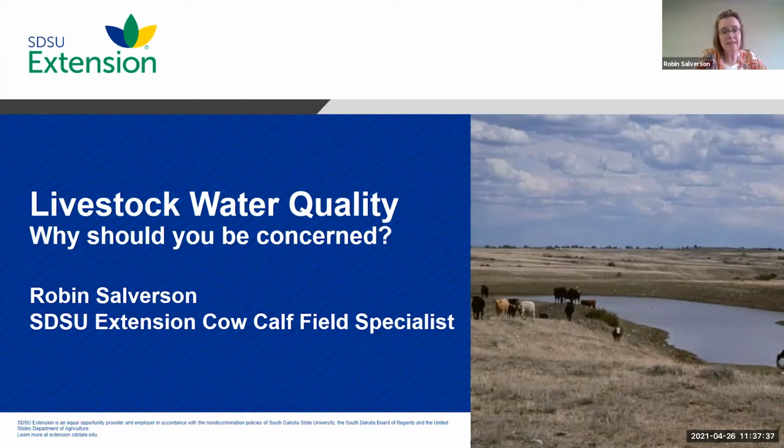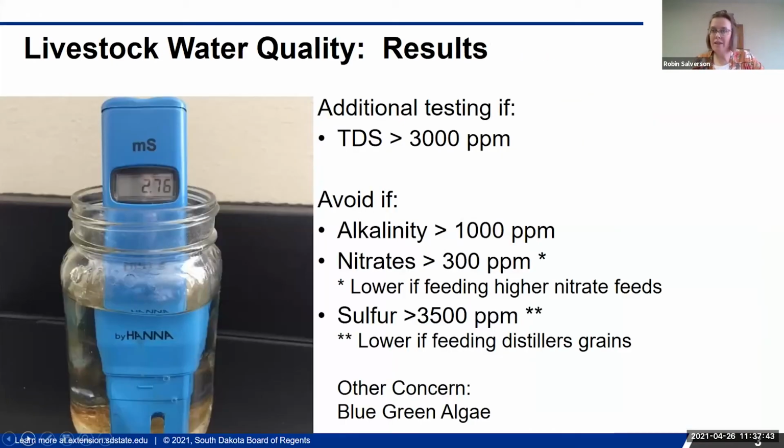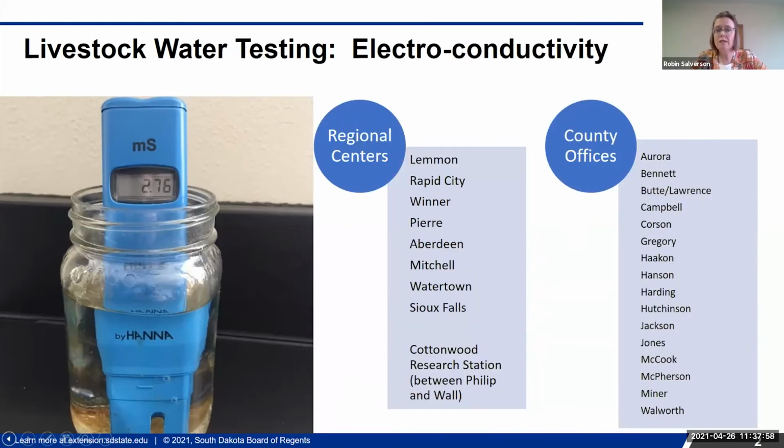So how do you actually test for livestock water quality? There's a couple different ways. One of them is you can actually collect that water sample and send it into a lab for a complete analysis. Another way is doing what we call a quick test, also known as an electroconductivity test. SDSU Extension Service does provide this service to producers in the state. All the regional centers, so you can see Lemmon, Rapid City, Winner, Pierre, Aberdeen, Mitchell, Watertown, and Sioux Falls, along with Adele at the Cottonwood Research Station.